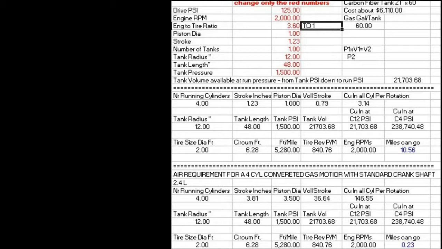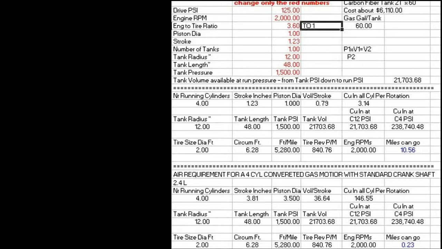Now the tank that I based this on is a 12-inch radius, or a 2-foot diameter and 4-foot long. And if you could get 1500 psi in it, the volume of air at 1,500 PSI is 21,703 cubic inches. Now if you convert that into 125 PSI, that gives you 238,740 cubic inches at 125 PSI. Now that amount of air would allow you to go about a quarter of a mile.